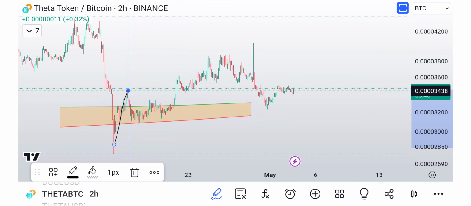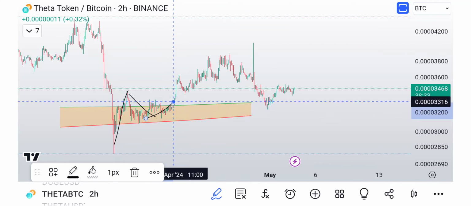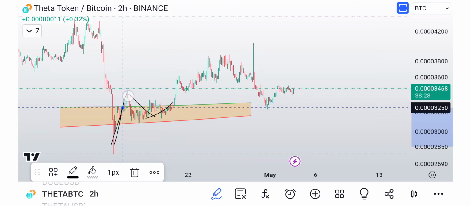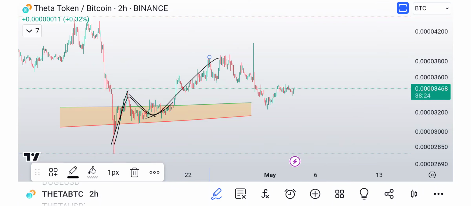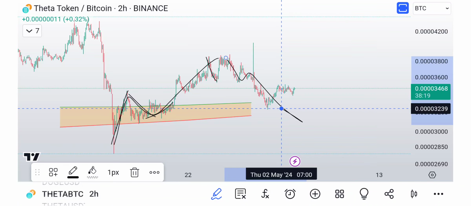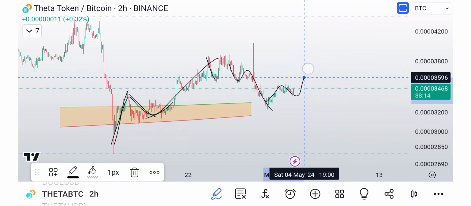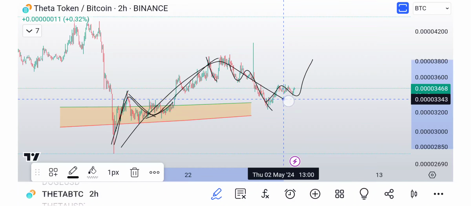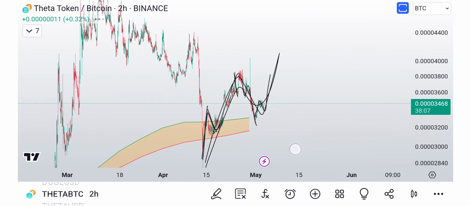When I look at Theta versus Bitcoin, it's looking really good. We have 1, 2, 3, right? Then we have 1, 2, 3, and now it looks like we're getting 1, 2, 3 again. So it looks like it's creating a bigger 3-wave move.